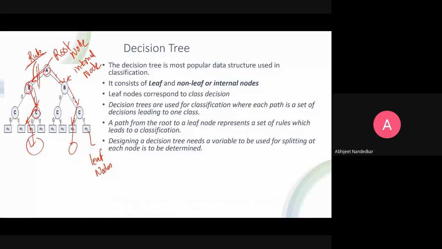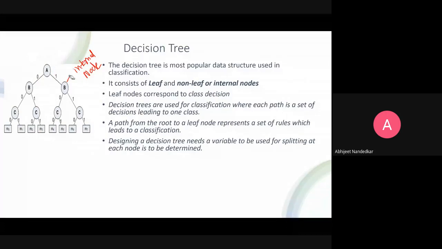Designing a decision tree needs a variable to be used for splitting at each node to be determined. That means for designing such kind of decision tree, we have to take the help of features. So we have feature vectors given to us for a given problem, and at each node we are going to take the help of one of the features, so that we can take a decision to go this side of the tree or this side of the tree.